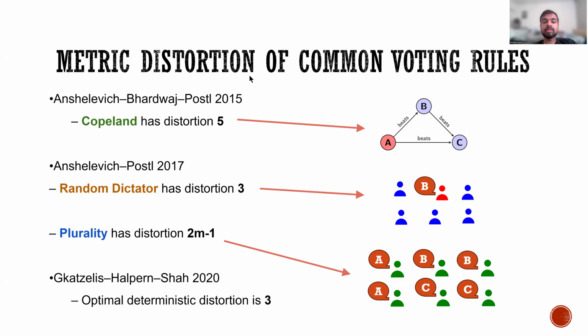In fact, we know from previous work that if a voting rule is deterministic, then it can never do better than 3. That is, a deterministic voting rule can never beat a simple randomized voting rule such as random dictator.